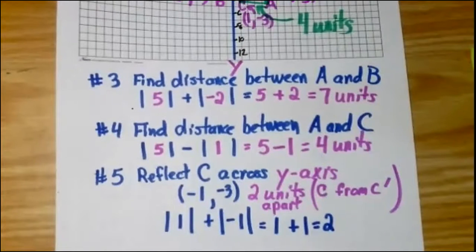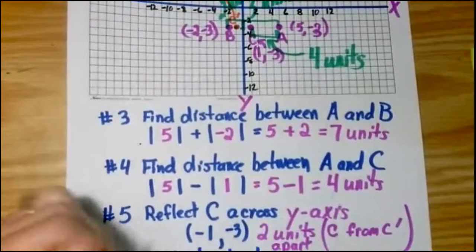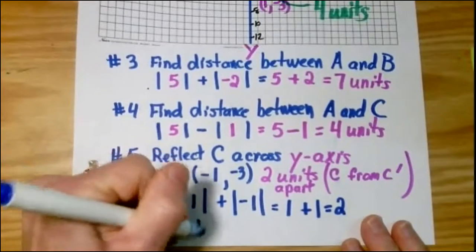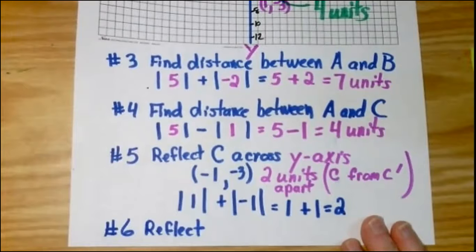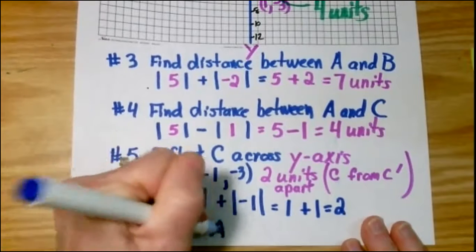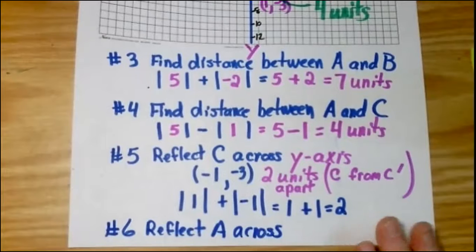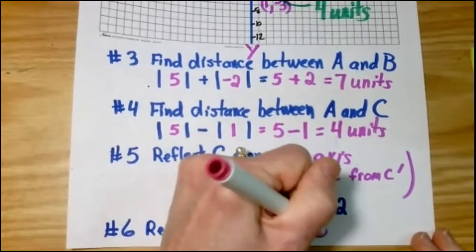And I have to fit number 6 on here yet. Plot the reflection of point A across the x-axis. We're getting a little crowded on our graph here, but let's try. Number 6, reflect, what point was it? I think it was A, reflect A across the x-axis. So this time we're flipping it the other way, reflecting it the other way.